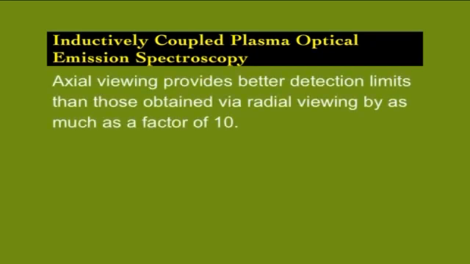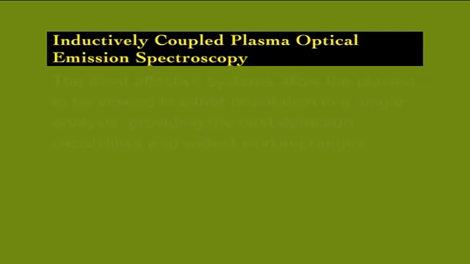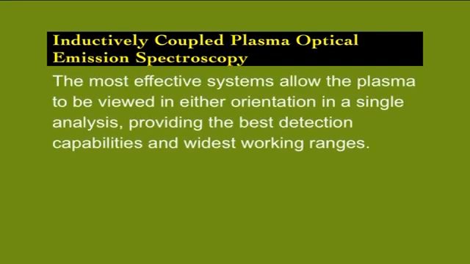Axial viewing provides better detection limits than those obtained via radial viewing by as much as a factor of 10. The most effective systems allow the plasma to be viewed in either orientation in a single analysis, providing the best detection capabilities and widest working ranges.